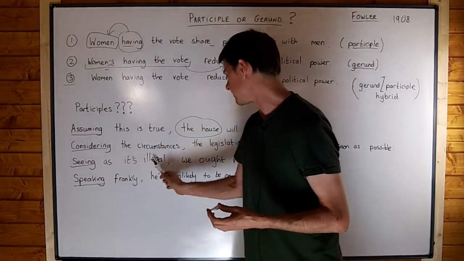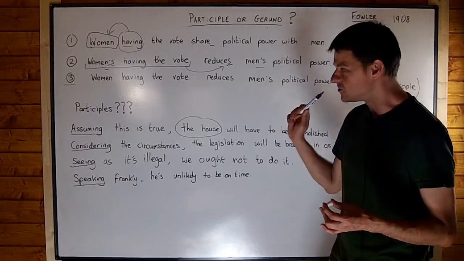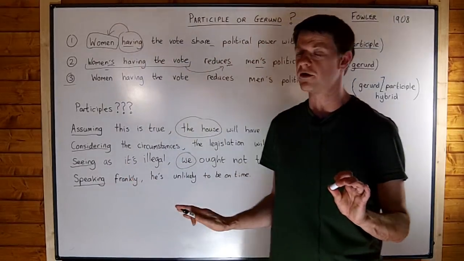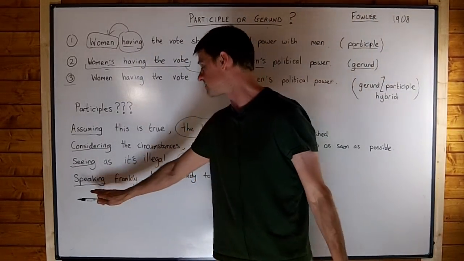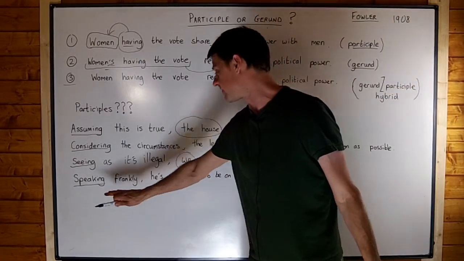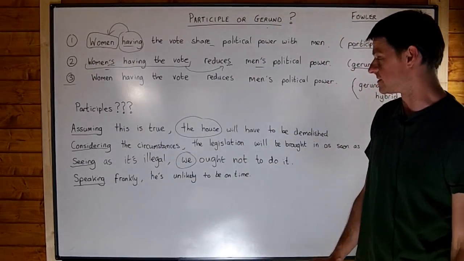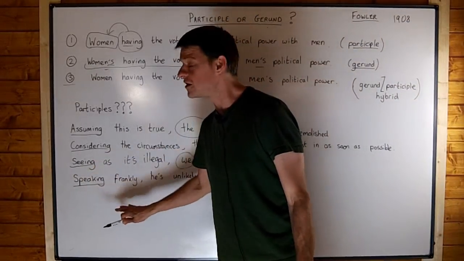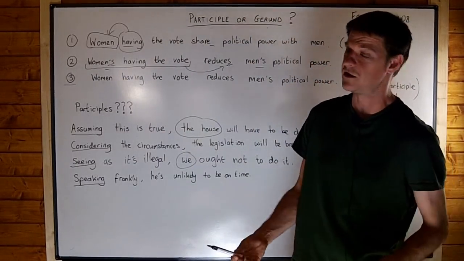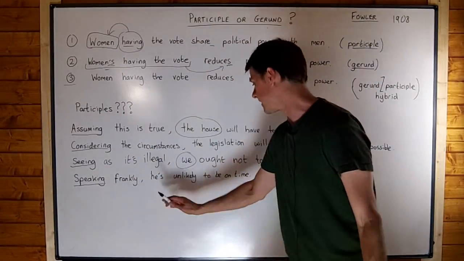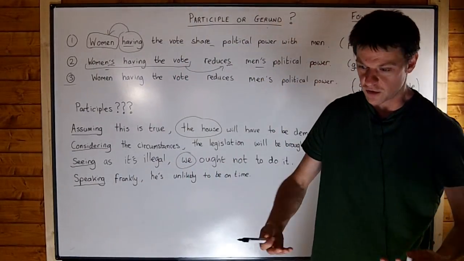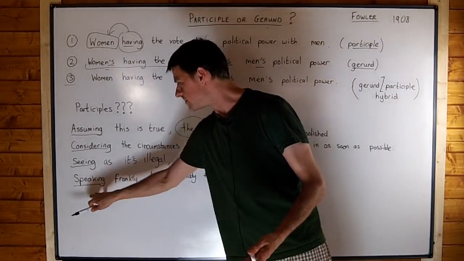So really this is because it's illegal, we ought not to do it. And it's not a participle. The we is not the subject of this part, so it's not a dangling modifier. Okay, and even a sentence like speaking frankly, it can't just be a gerund, it can't just be a noun, because we wouldn't have noun, comma, he's unlikely to be on time. But we could have some kind of adverbial phrase here, and that's how it's being used, an opening phrase like moreover, furthermore, speaking frankly, he's unlikely to be on time. It's not he that's speaking frankly, it's the author or narrator, but this is an adverbial phrase.